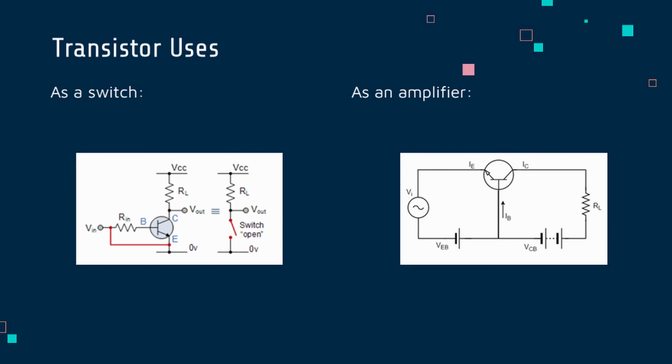Transistors have two primary uses, as switches and as amplifiers. When a sufficient current is applied to the base of a transistor, it can act as a switch and be switched on. This allows combinations of transistors to be used as logic gates, which I will elaborate on later. Transistors can also be used as amplifiers, which can be used to increase the strength of a weak signal.